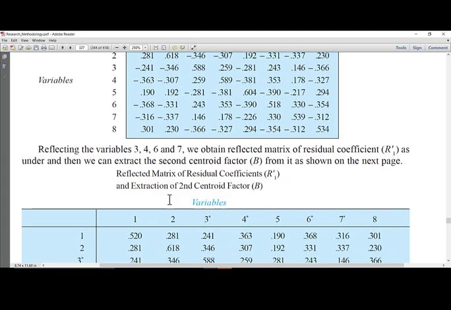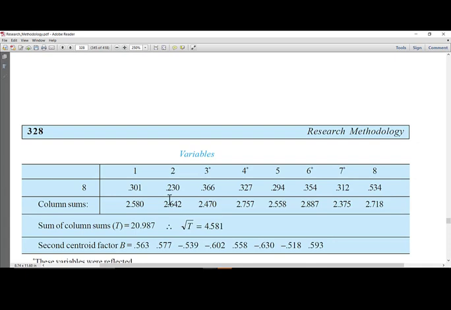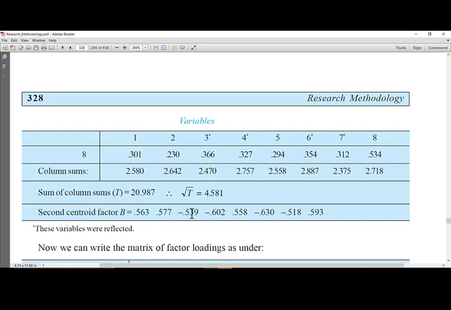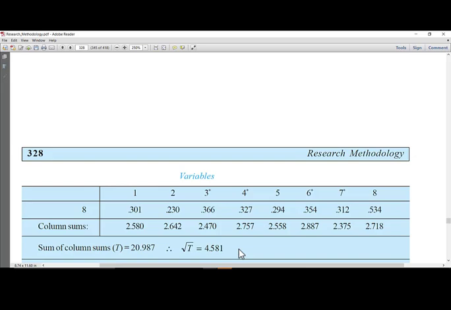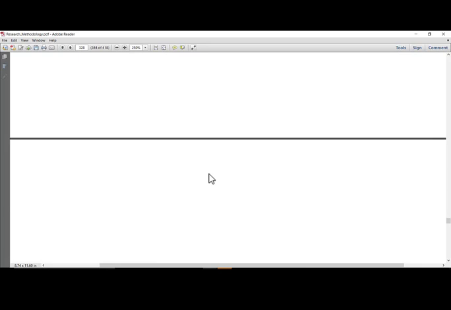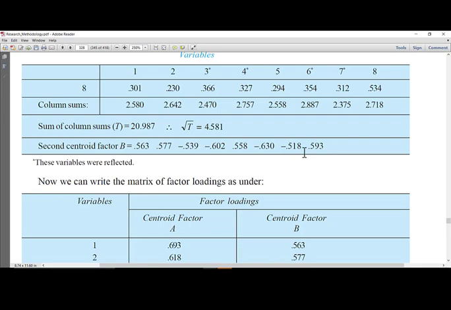Then we have made again the column summations, and then the sum of column sums and the square root of T. Then the second centroid factor is calculated. But here we have seen the 3rd, 4th, 6th and 7th variables initially had negative signs in the R1 matrix. We have put the negative signs here in the second centroid factor corresponding to the 3rd, 4th, 6th and 7th variables. Now these two factors are written here.